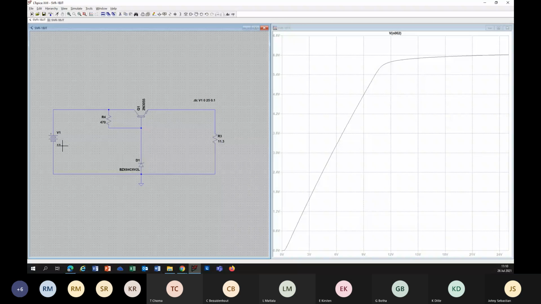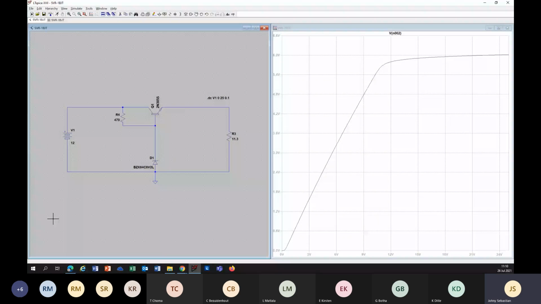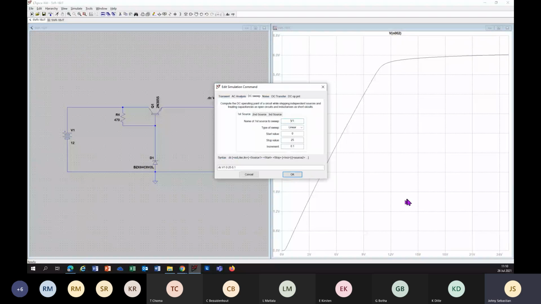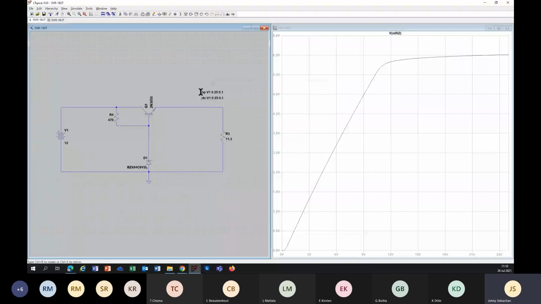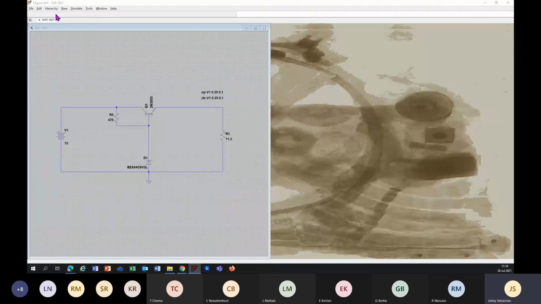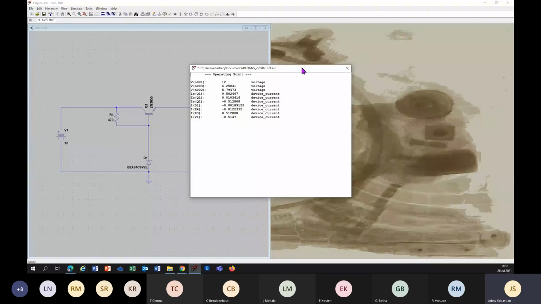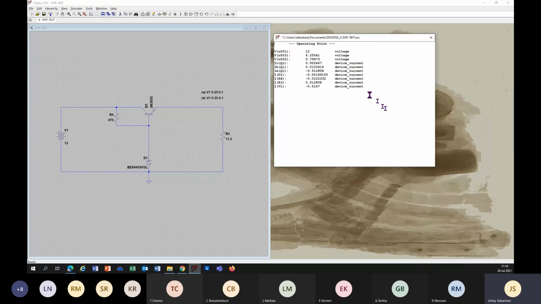And we can do a simulation, edit simulation command. I am going to choose DC operating point, and that is the simulation command. Click run. This is the output voltages. Voltage at node 1, 12. That is node 1. We can verify.